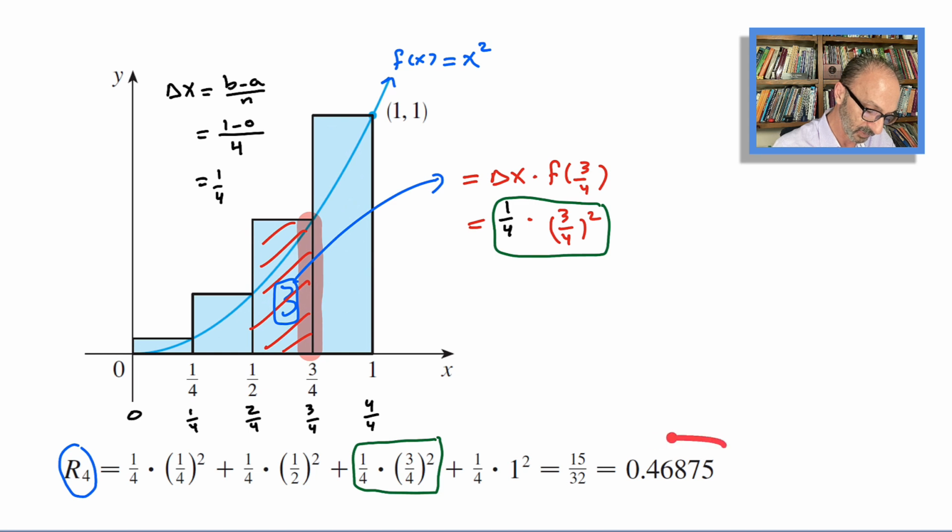Counting them, we have the following: 15/32, which is 0.46875, and definitely it's less than 1, as we agreed on earlier.